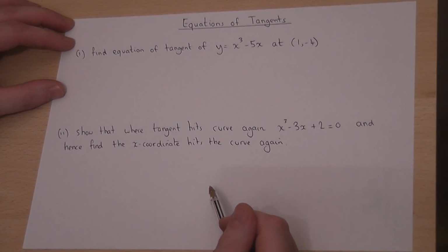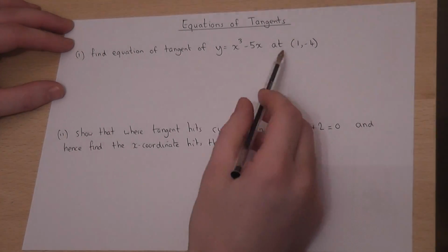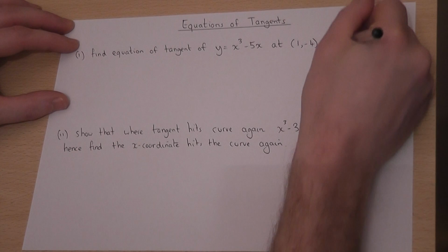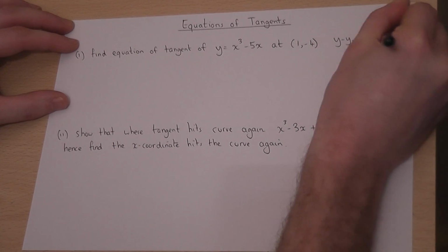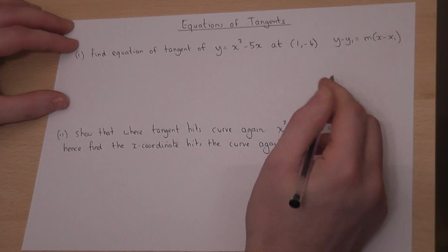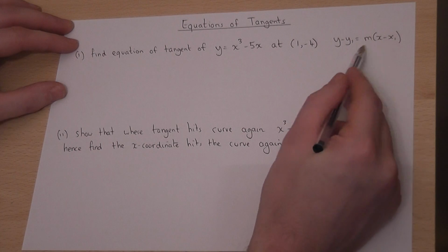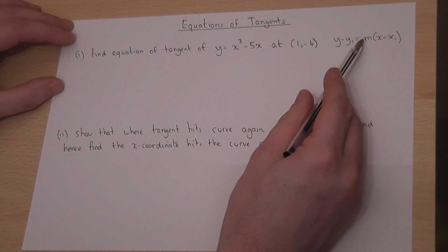This video looks at how you can find the equation of a tangent to a curve at a given point. Now a tangent is a straight line, so it's given by the equation y minus y1 equals m(x minus x1). So to find the equation we have to know the gradient and a coordinate. Well, we know the coordinate, we just don't know the gradient yet.